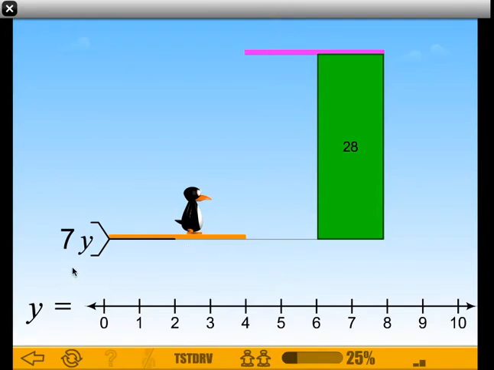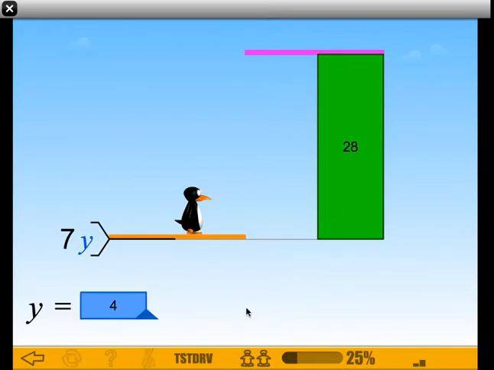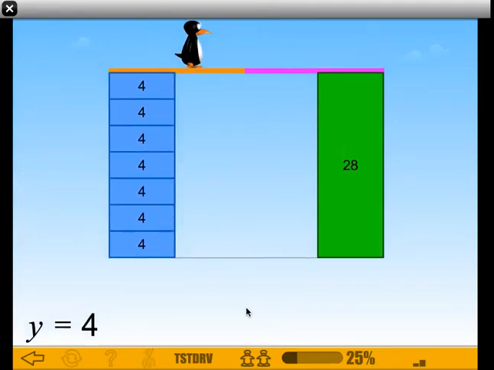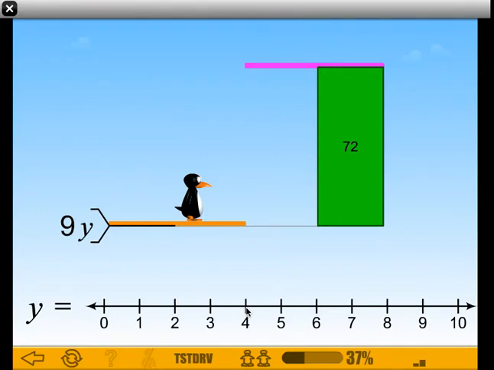So again, we have a coefficient of 7. 7 times x equals 28. 7 times 4 equals 28. So 7 sets of 4 takes us up to 28. All right? And that's how you would solve this puzzle here.